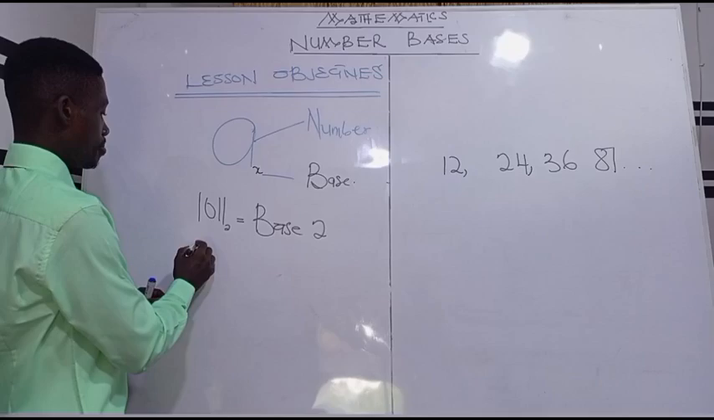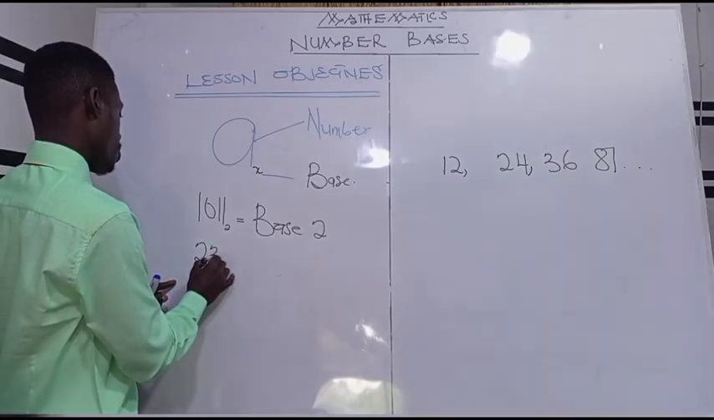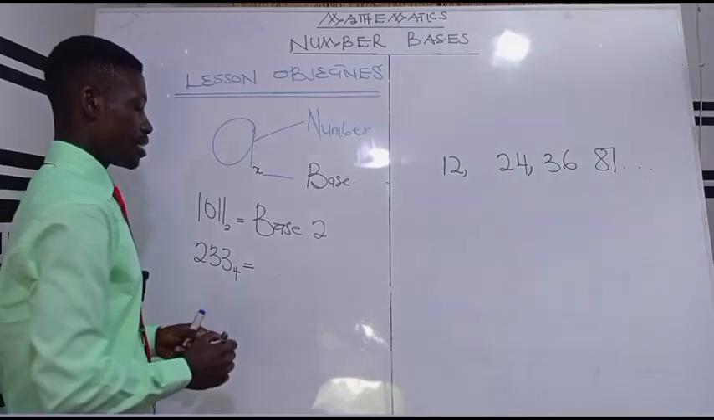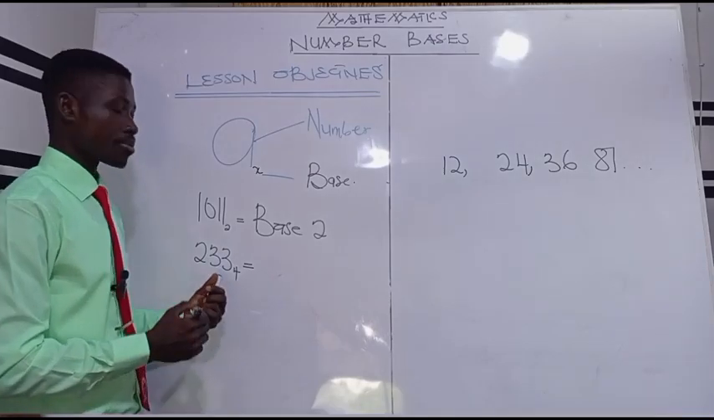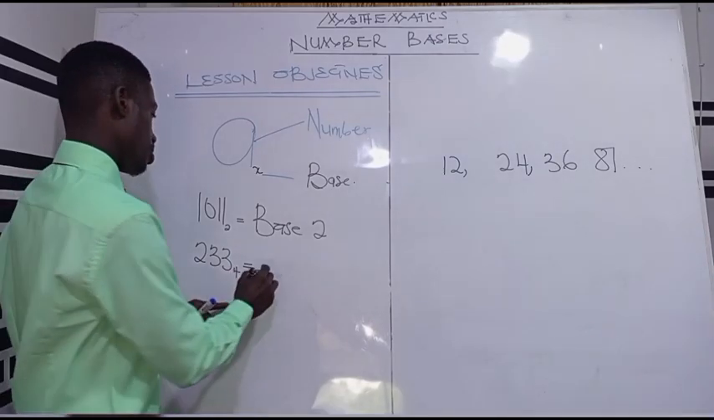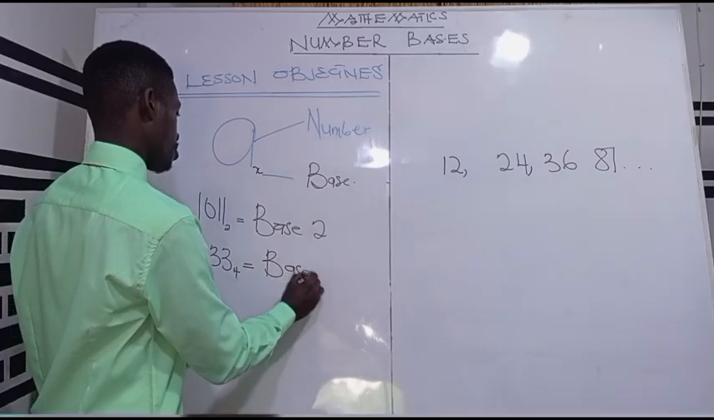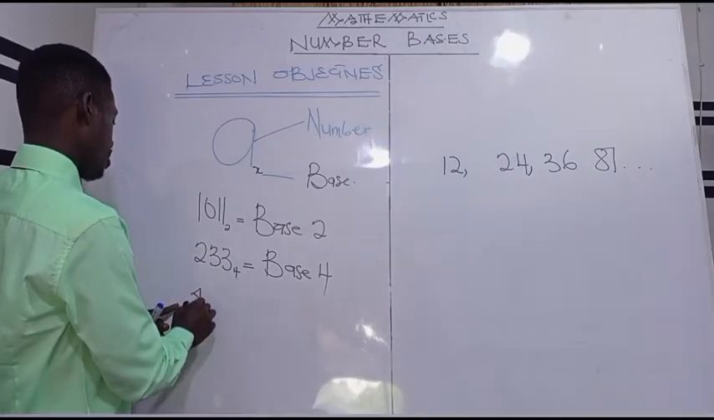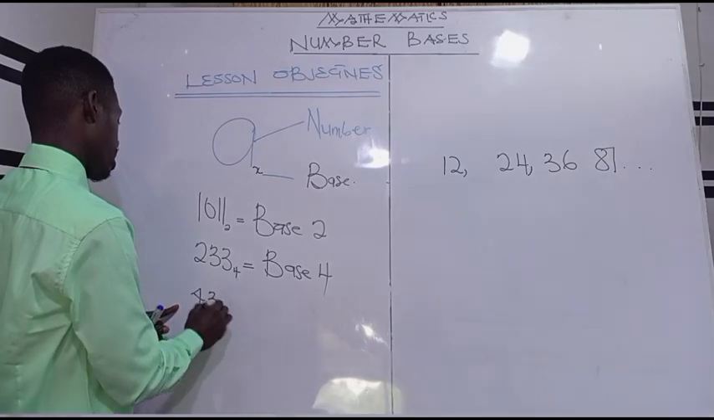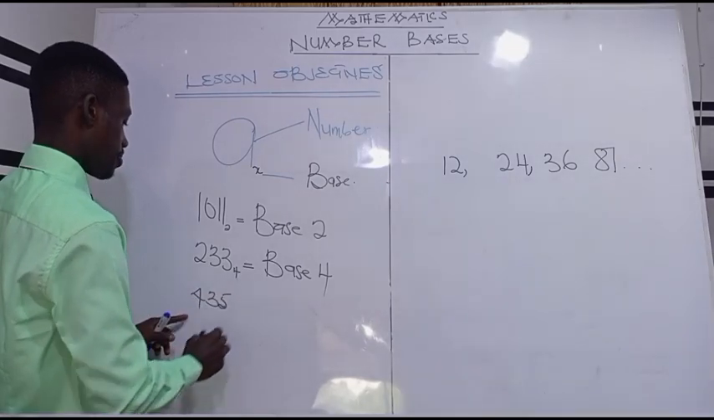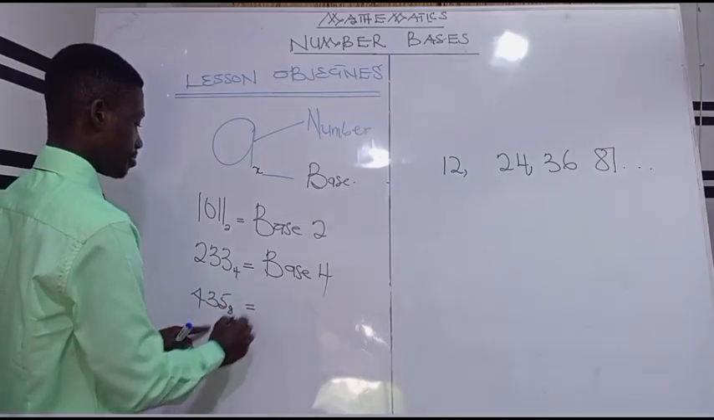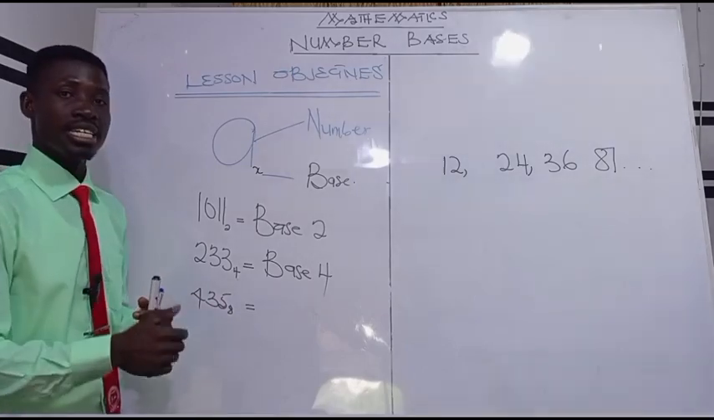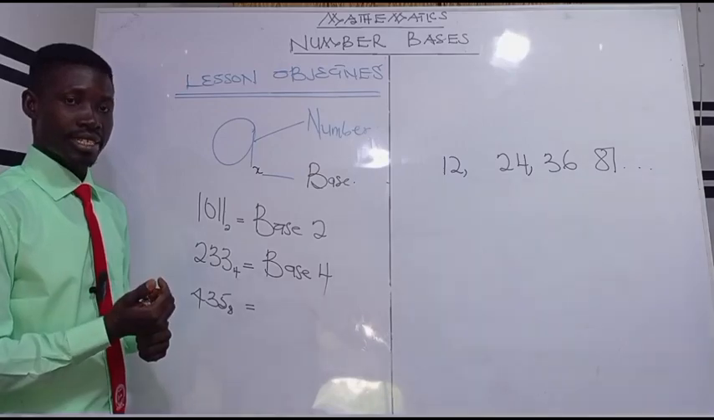Also, when you have a number such as 233 subscript, let's say 4, this basically means that this number is written in base 4. Similarly, when you have a number, let's say 435 subscript, let's say 8. What does this mean? This means that this number is written in base 8. Are you getting the clue?